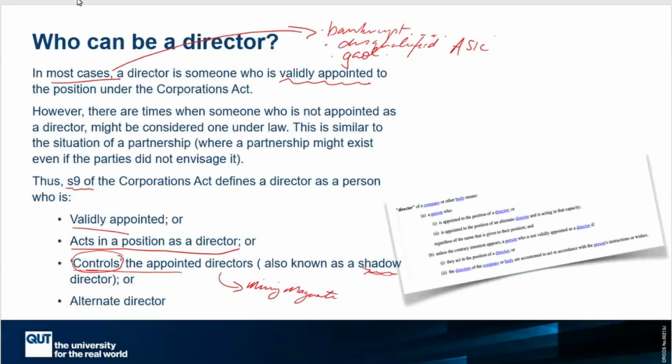You can also be a director if you're an alternate director. That means you turn up when the regular director can't. We won't bother with that in detail. The main ones for us to think about are if you act as if you're a director and this idea of a shadow director, because that does actually come up in practice quite a deal.